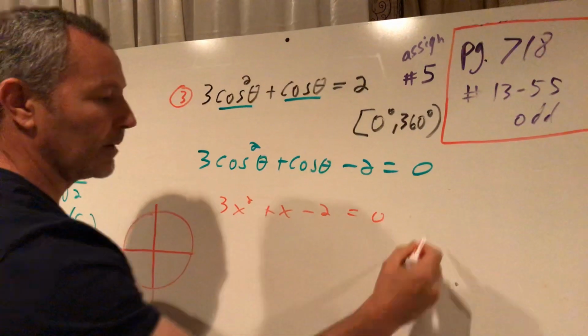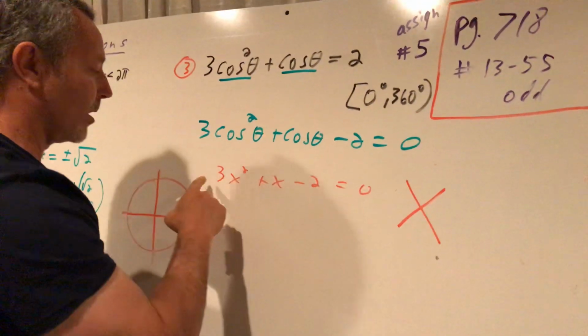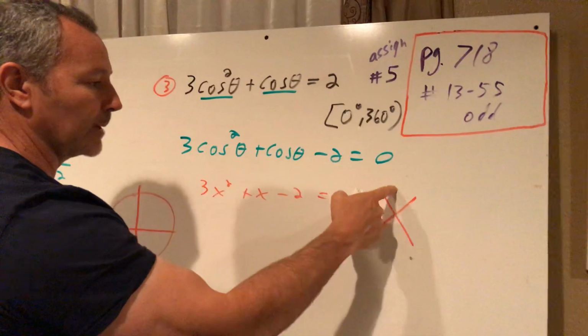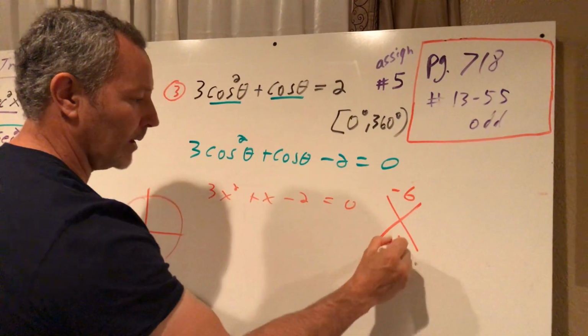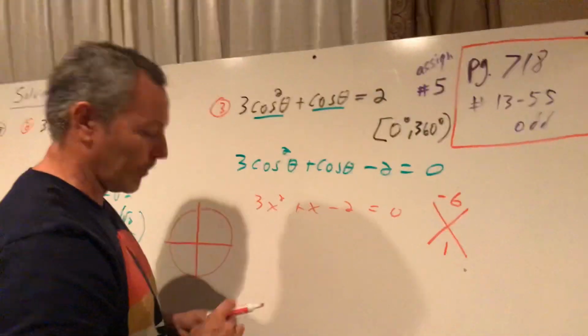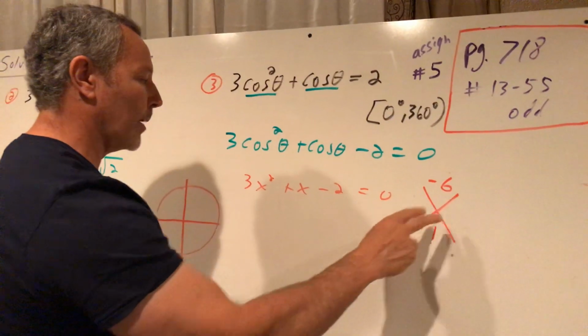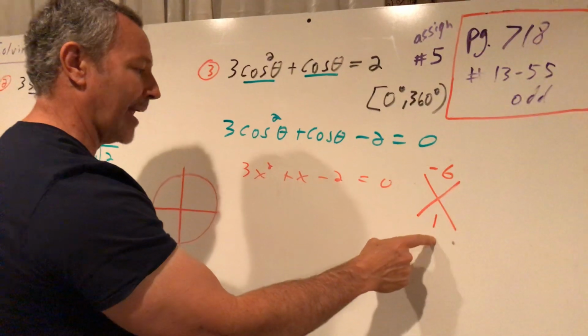These are the hard ones. So I draw my x over there. 3 times negative 2 goes up on top, negative 6. The middle number goes on the bottom, 1. Okay, and I need to find 2 numbers that multiply to negative 6 and add to 1.